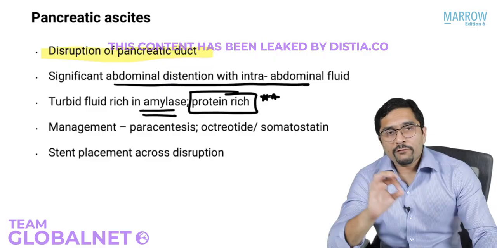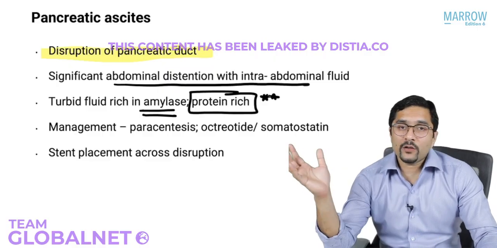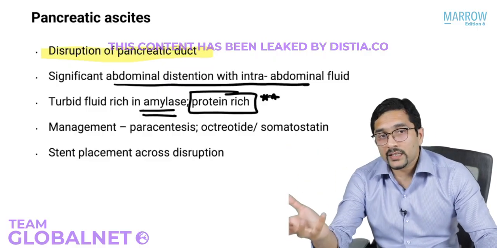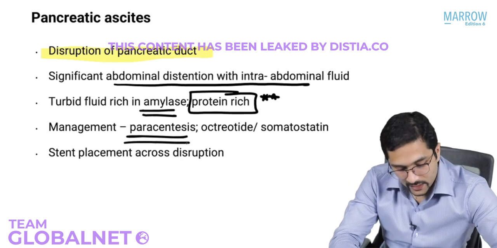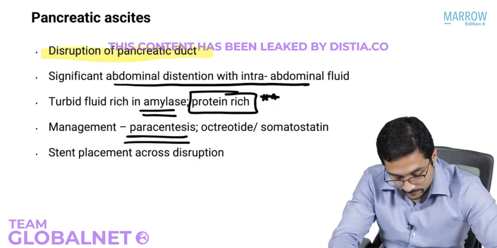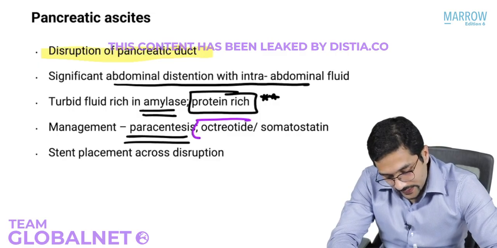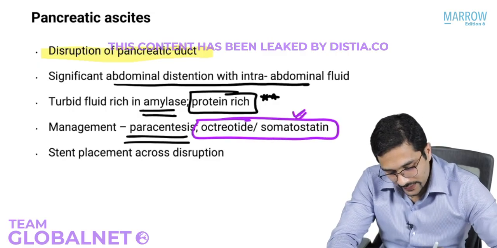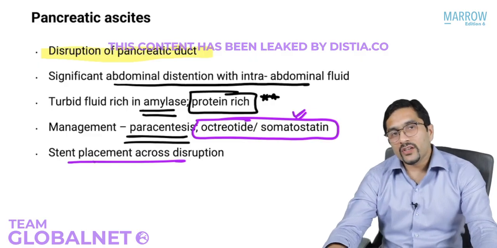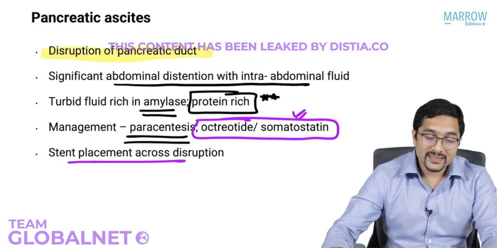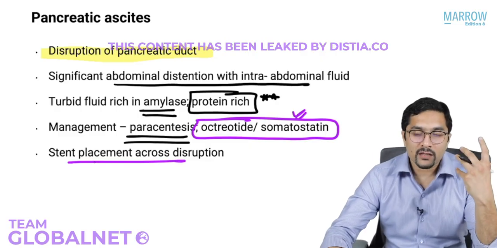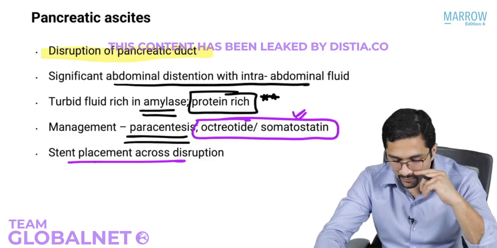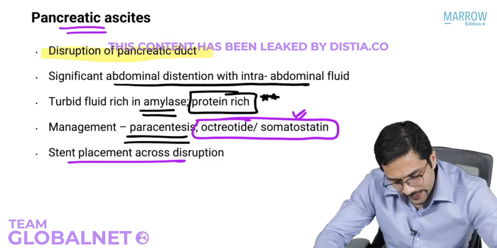The management of pancreatic ascites is that we have to carry out paracentesis. That means we have to drain this fluid, plus we have to place a stent across the pancreatic disruption. Also, it has been seen that octreotide and somatostatin analogs help in reducing pancreatic ascites. Stenting of the duct is very important, and that will be done via ERCP. Okay, so this is pancreatic ascites.